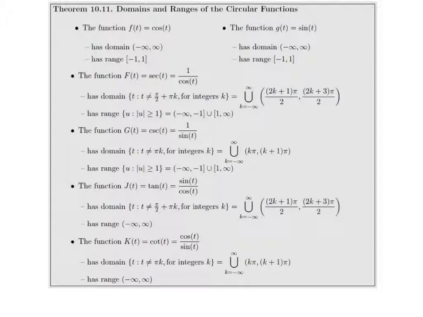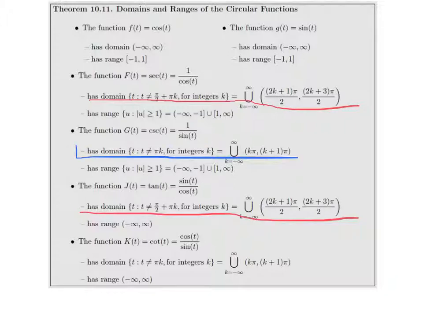The summary of the domains and the ranges of the circular functions. We've already discussed cosine has an infinite domain, and its range goes between -1 and +1, as does sine. Secant, because it's divided by cosine, and tangent, because it's divided by cosine, will have the same domain. Notice the domains are the same because of the divide by cosine. And cosecant and cotangent will have the same domain as well because they're both divided by sine.